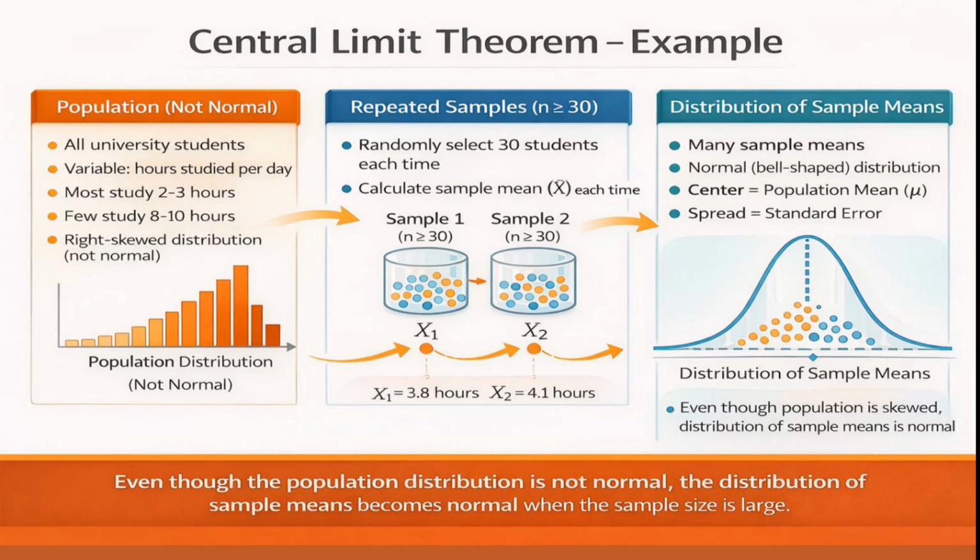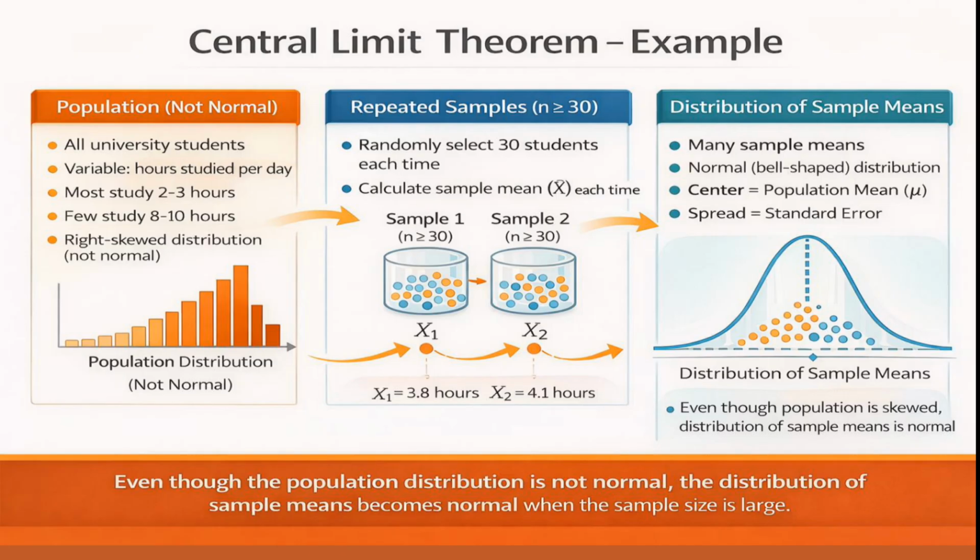And this is very common in real life. Most real-world data, income, study hours, expenses, does not follow a normal distribution. Now let's move to the middle part of the slide. Here, we are not studying the whole population. Instead, we randomly select 30 students, calculate the sample mean each time. This process is repeated again and again.